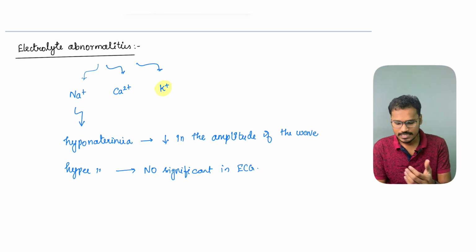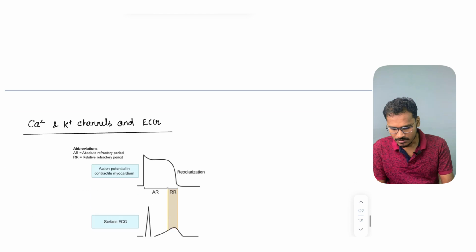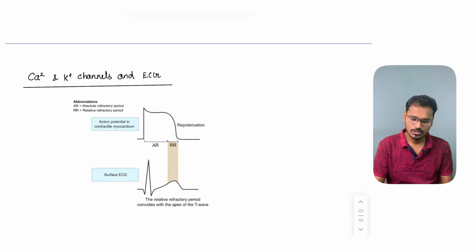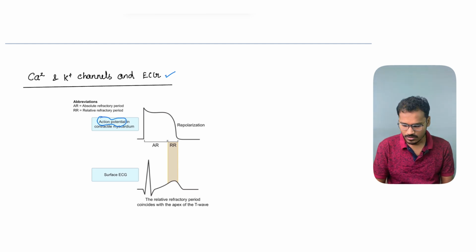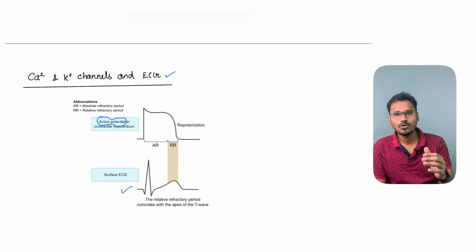Next, coming to the calcium and potassium. All of you have already learned about the action potential. As you can see in this figure, the action potential of a ventricular muscle is given, and below it the surface ECG recording is overlapped with it.